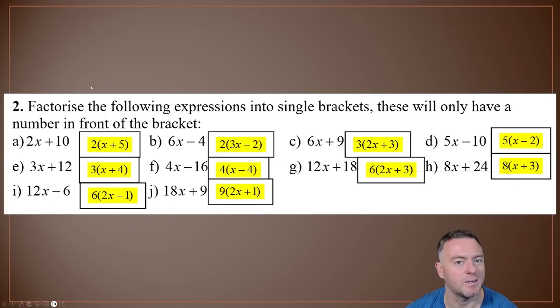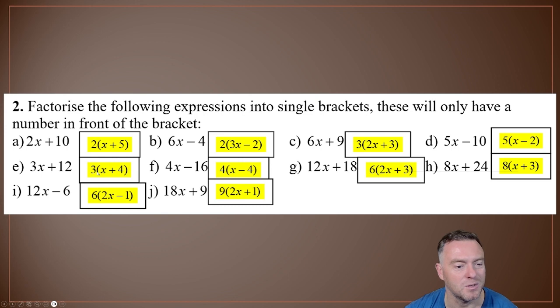So in this case here, the highest common factor between 2x and 10 was 2. So you have 2 bracket x plus 5. Then in this case, 6x minus 4, we've done that before. So you had 2 out the front, then 3x minus 2. In 6x plus 9, you had a 3 out the front. So then you got 2x plus 3. 5x minus 10, 5 is the highest common factor. So you got 5 bracket x minus 2.